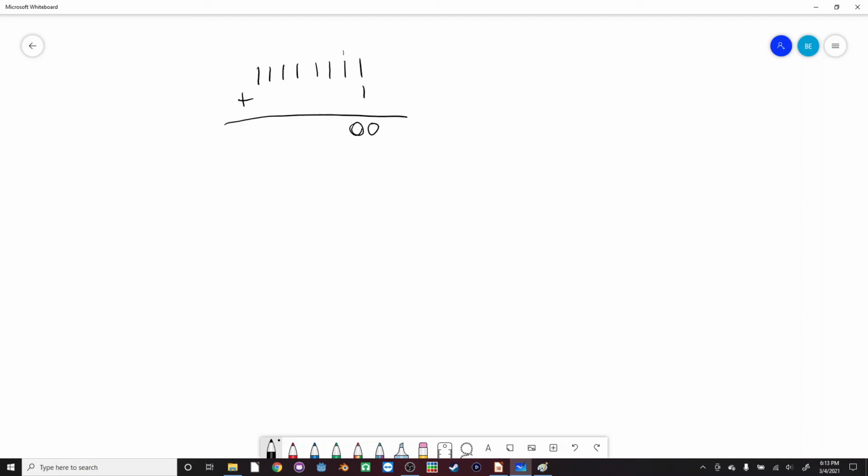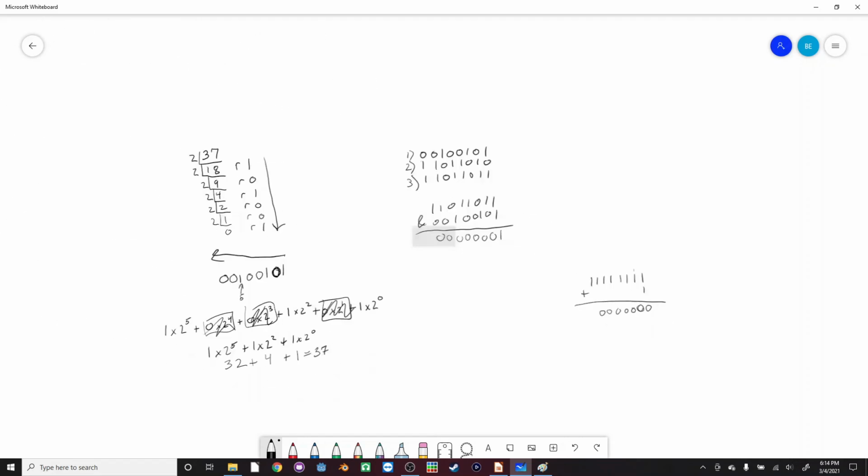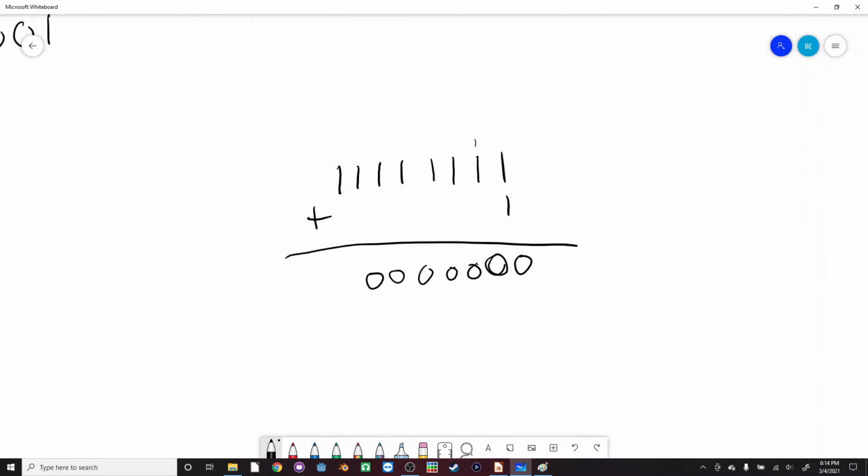So this actually keeps going. 1, 2, 3, 4, 5, 6, 7, 8. So I have all my 8 bits. I have to carry the 1 over here, but now it's gone. It's outside my limitation because I can only use 8 bits, right? So I have 1, 2, 3, 4, 5, 6, 7, 8. Well, this actually is our answer. It's 0, because we've hit a ceiling. 255 for a single byte is our maximum value.